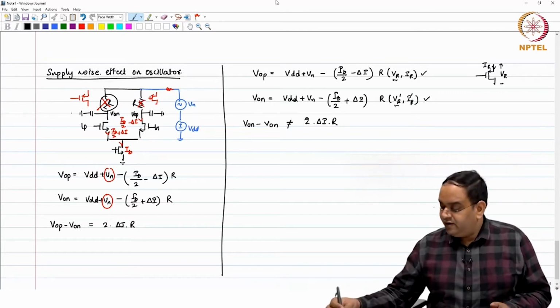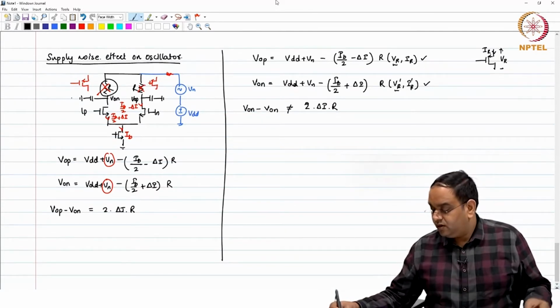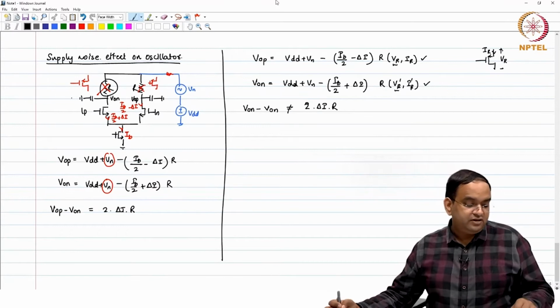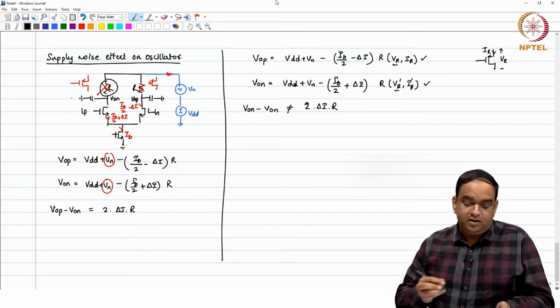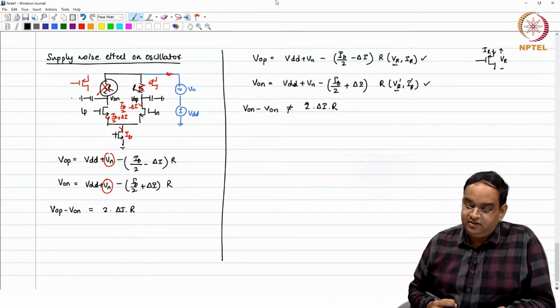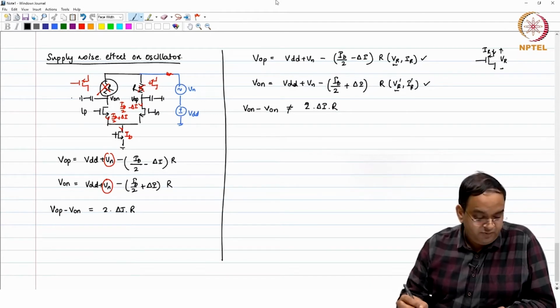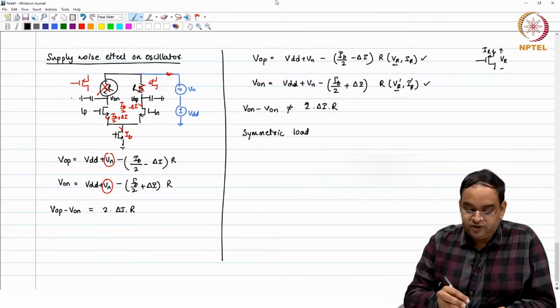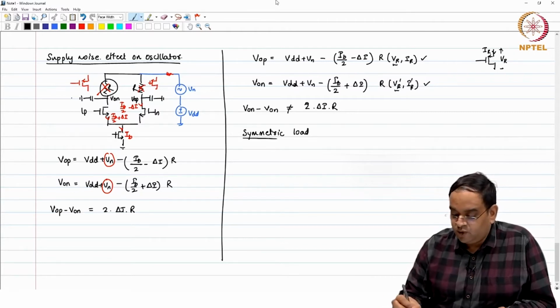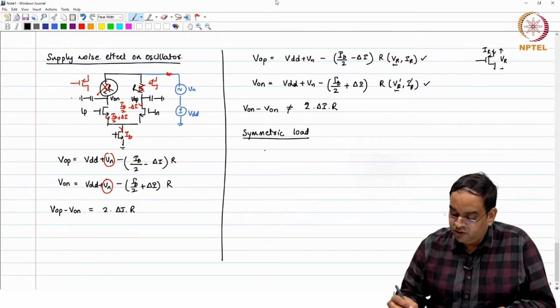So, to address that problem, Maniatis proposed a kind of symmetric load, and with the help of that symmetric load we could actually get supply noise rejection. Okay. So, let us first understand what is this symmetric load. Let me just write it: in place of a simple voltage controlled MOSFET, we are going to use a symmetric load, and the symmetric load is like this.